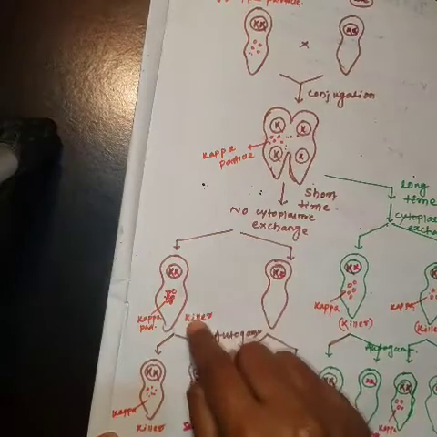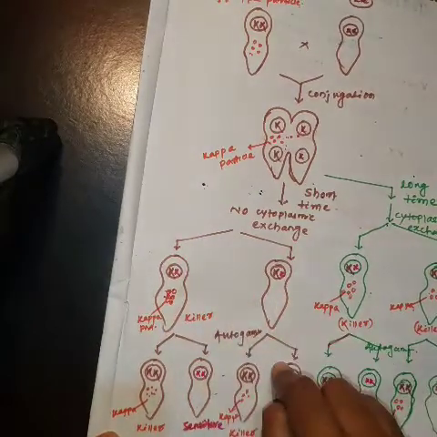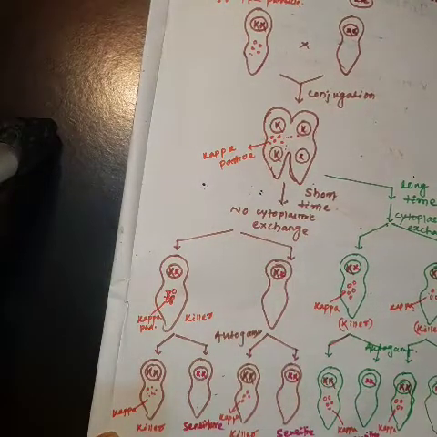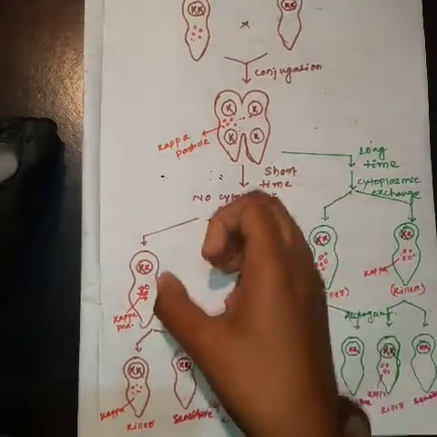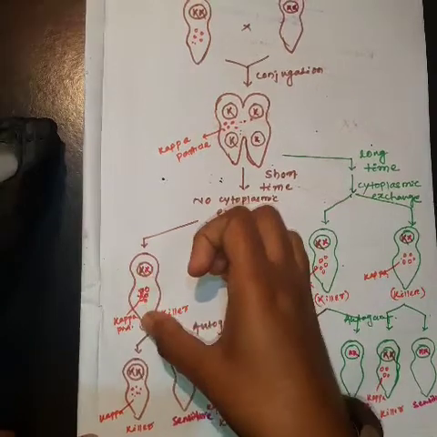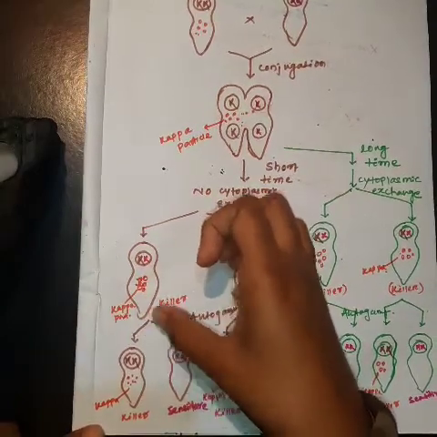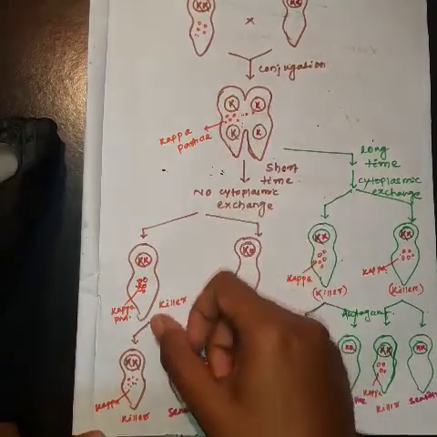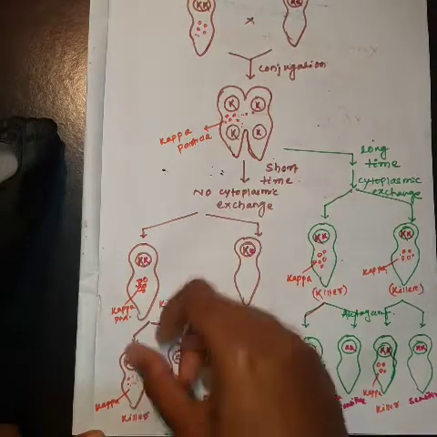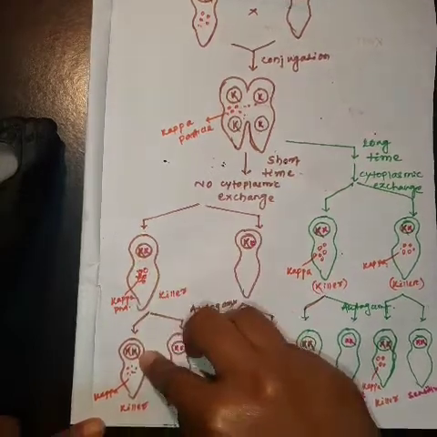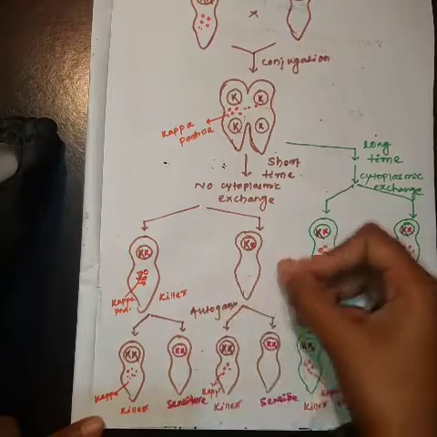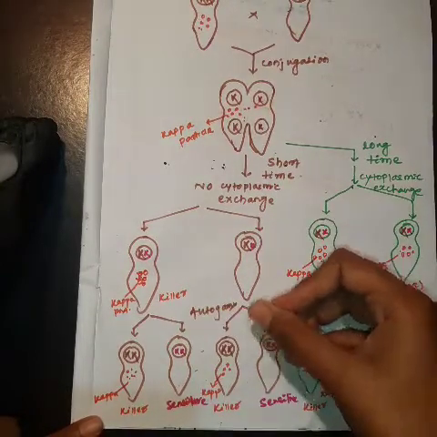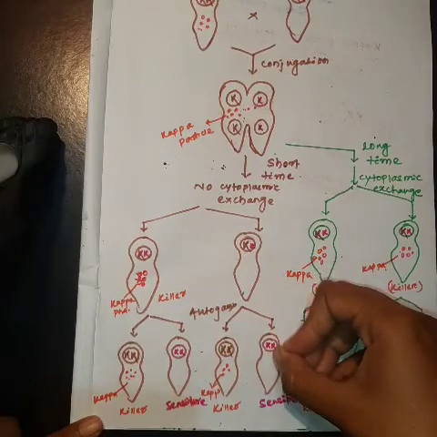Now we will see autogamy. This will also divide, that means the paramecium division will occur as it is. This kappa particle will again divide. In autogamy, the kappa particle will transfer to this one. It will carry capital K, and the other one carries small k, but no kappa particle. Here also autogamy, the same thing will occur, capital K, small k.